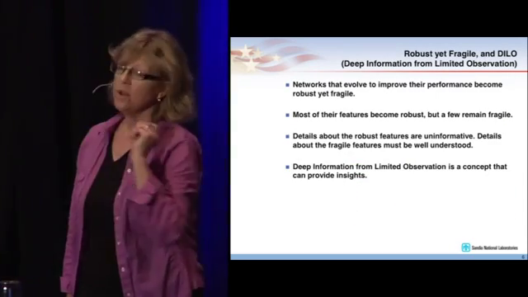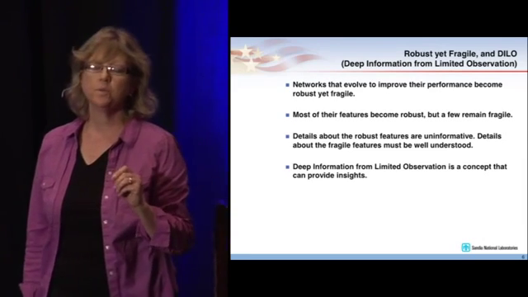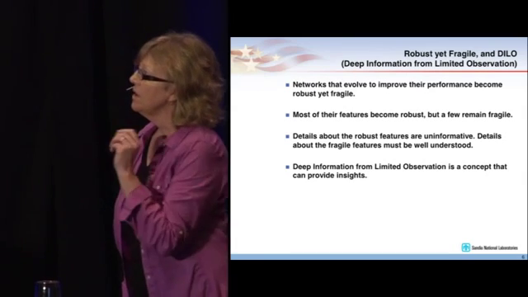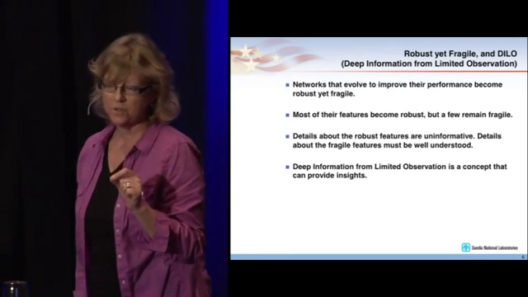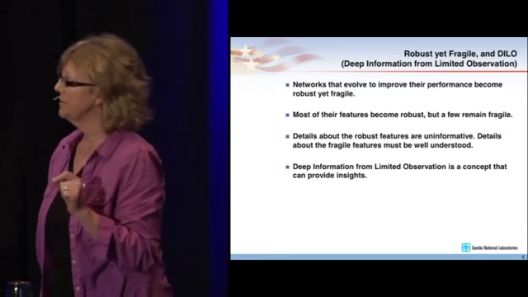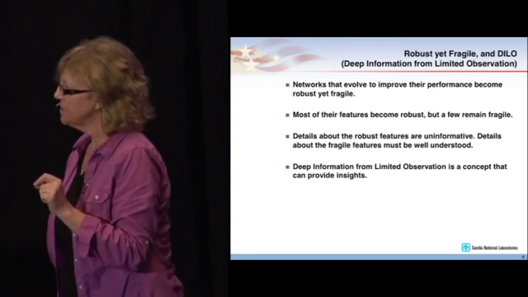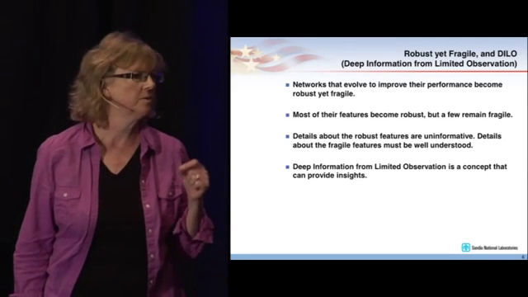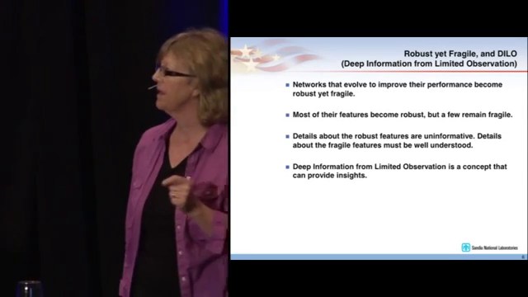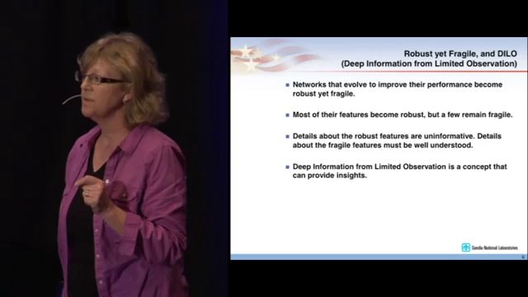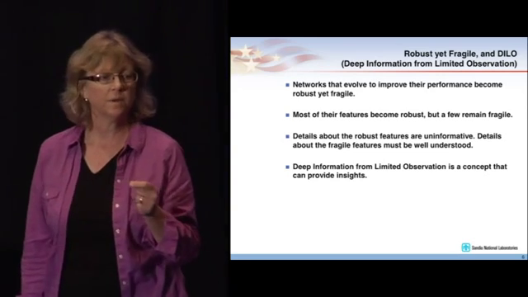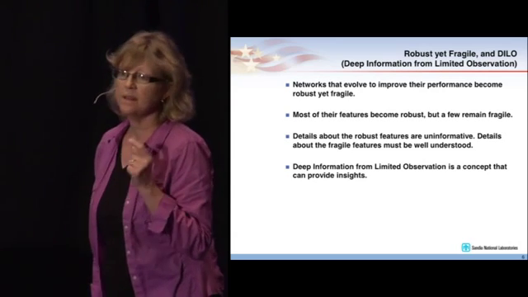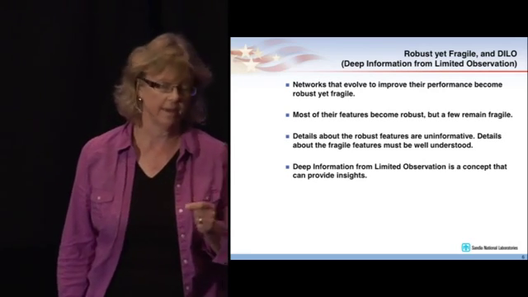So here's my story. Networks that evolve to improve their performance become robust yet fragile. Details about the robust features are not very informative. But details about the fragile features are the ones you really need to seek to understand if you are trying to leverage a complex system. Deep information from limited observation is a concept that's being applied at Sandia in different ways to help provide insights in an analytically economic way.